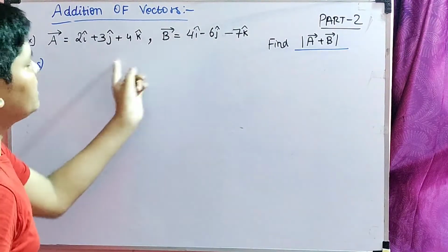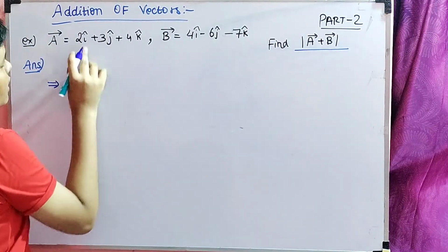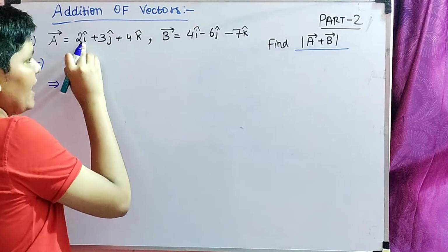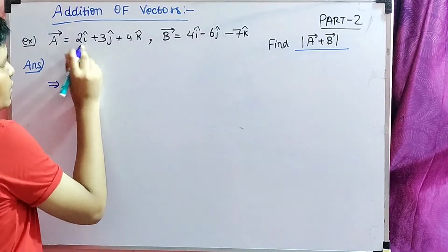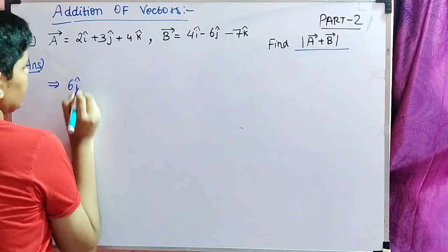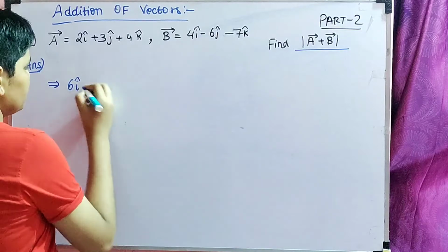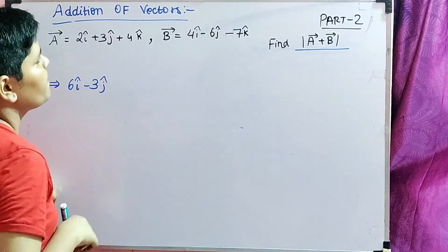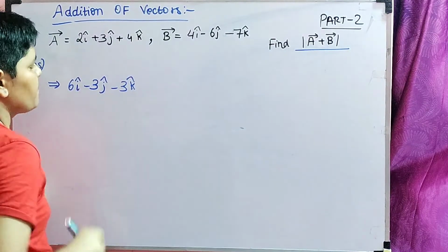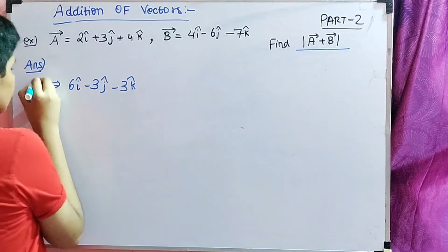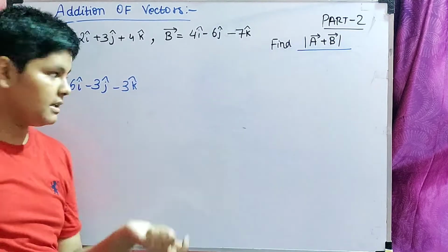First, you have to add both the vectors, because you have to find the magnitude of the addition of both vectors. How do you add them? You add the like vectors: the i caps together, the j caps together, the k caps together. So 2i cap plus 4i cap is 6i cap. Plus 3j cap minus 6j cap: minus is greater, so plus and minus gives minus. 6 minus 3 is 3, so minus 3j cap. And plus 4 minus 7 is minus 3k cap. Now we have the R bar. So the resultant vector is 6i cap minus 3j cap minus 3k cap.